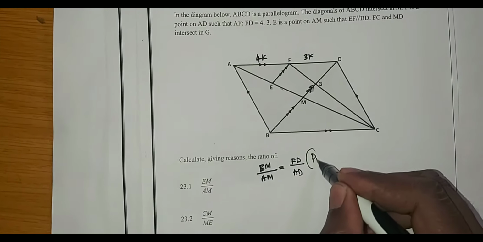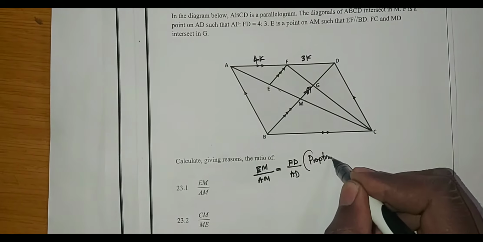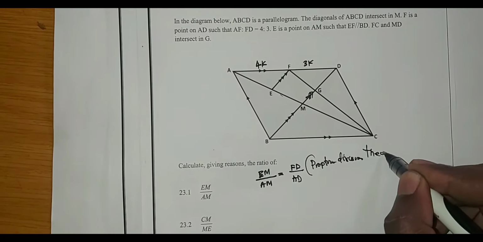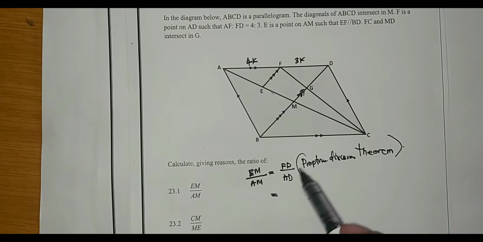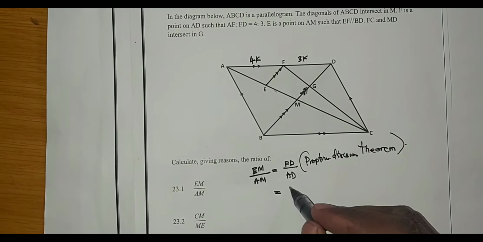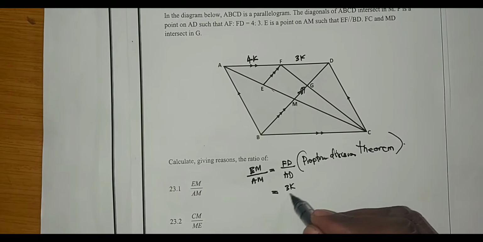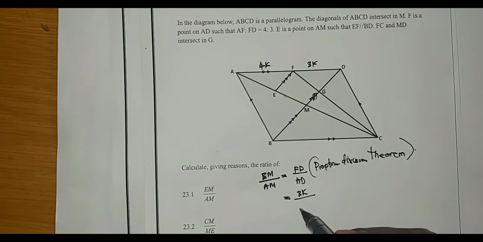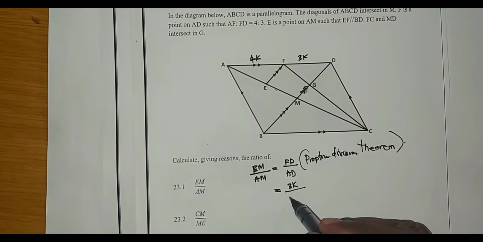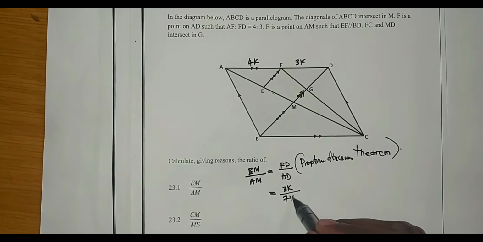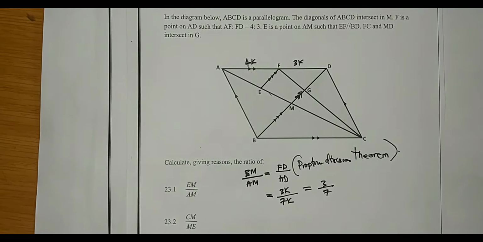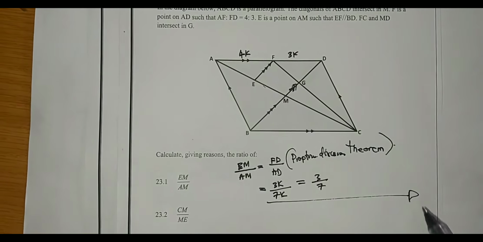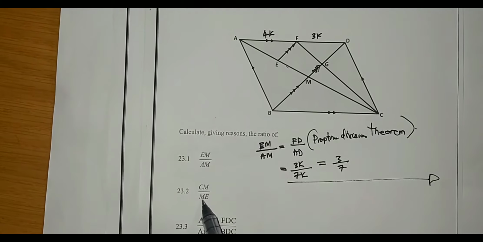The reason being proportional division theorem, which is good. So straight away, which is equal to FD, we know that it will be 3K over AD. AD now becomes 7K. So which means it equals 3 over 7. Good. Now we want to do CM over ME.